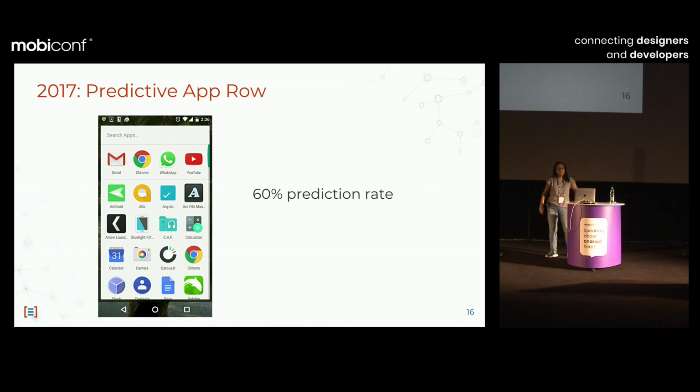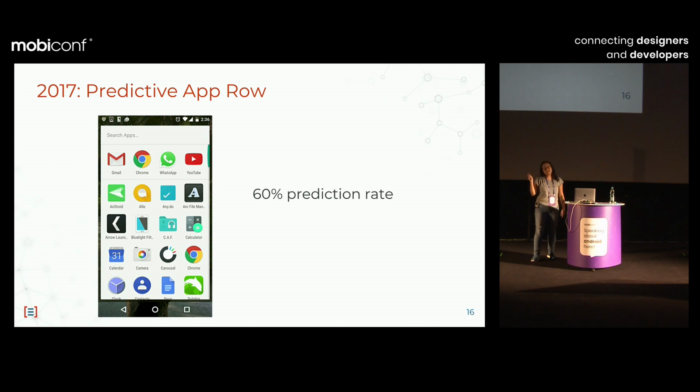So in 2017, Google introduced a new feature with Android Oreo: the predictive app row on the launcher. You can see here the apps predicted on the first row, with Gmail, Chrome, WhatsApp, and YouTube. They are predicting them to the user in relation to their usage, the time of the day, and the context.